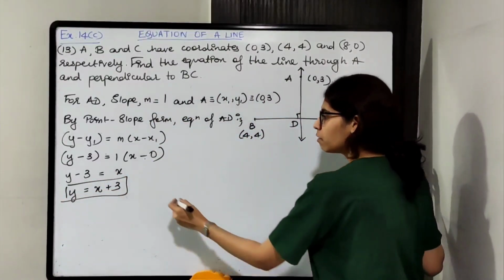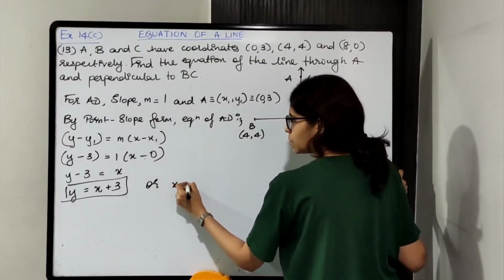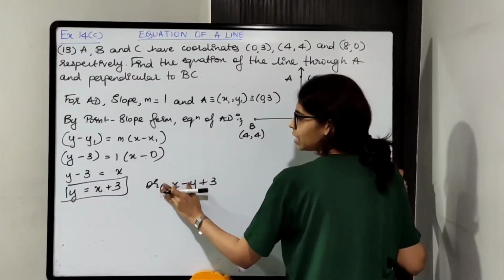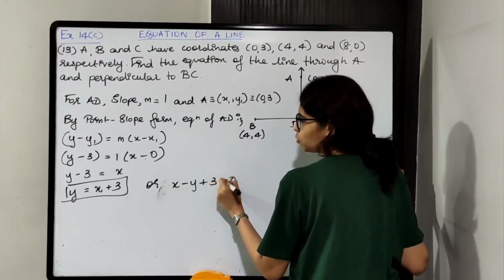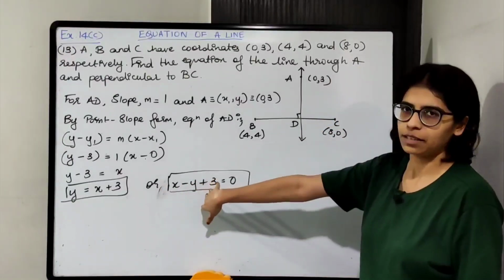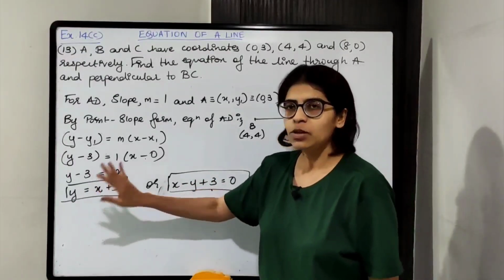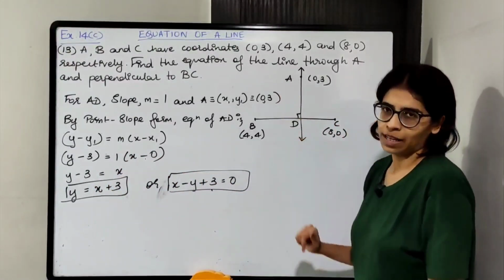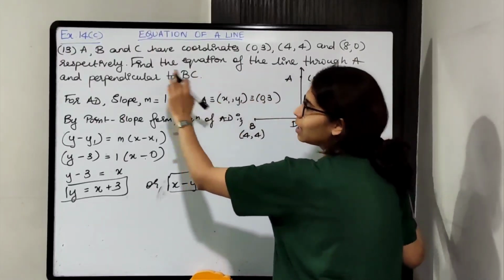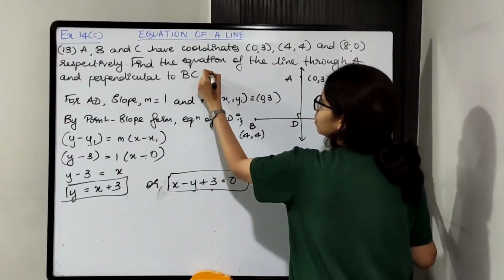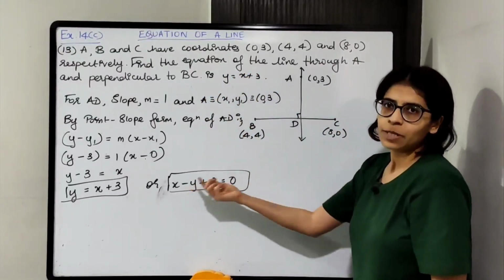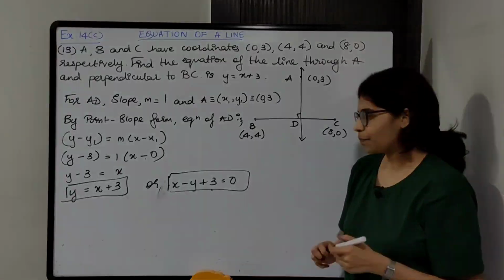Or x minus y plus 3 equal to 0. Switching the sides, x minus y plus 3 equal to 0. So you can write it like this also. Both ways it is correct. So we got the equation of the line passing through A and perpendicular to BC. So write down the statement. The equation of the line through A and perpendicular to BC is y equal to x plus 3 or x minus y plus 3 equal to 0.